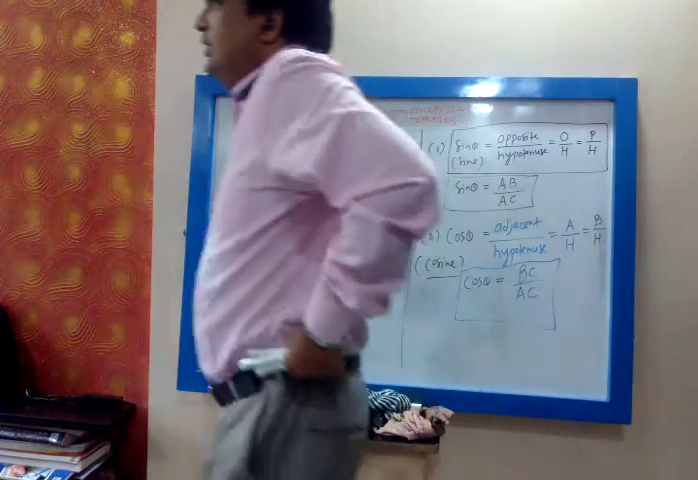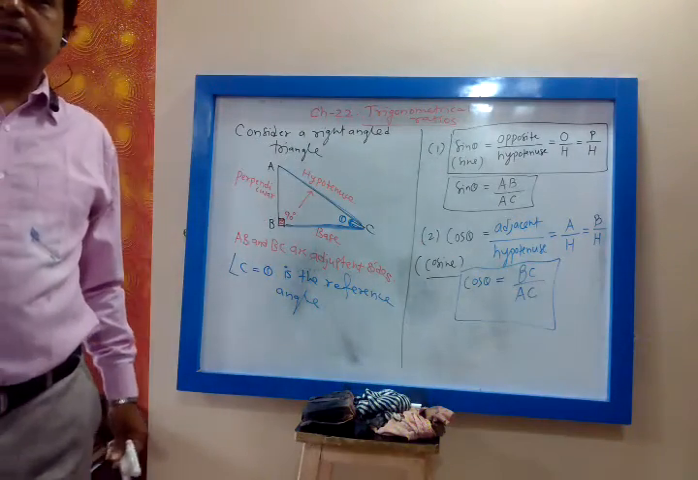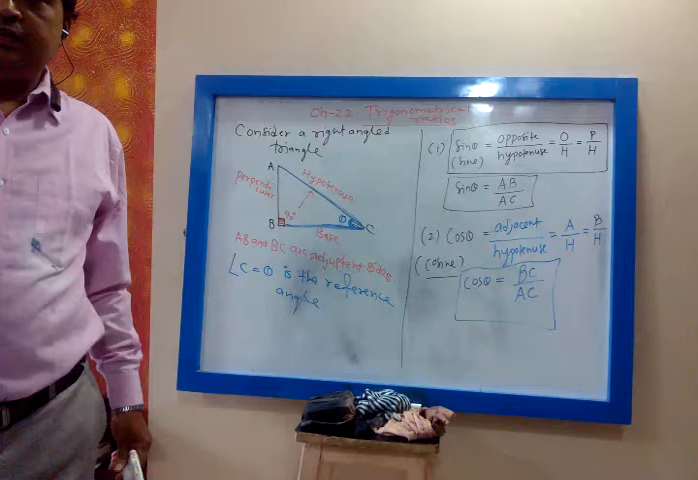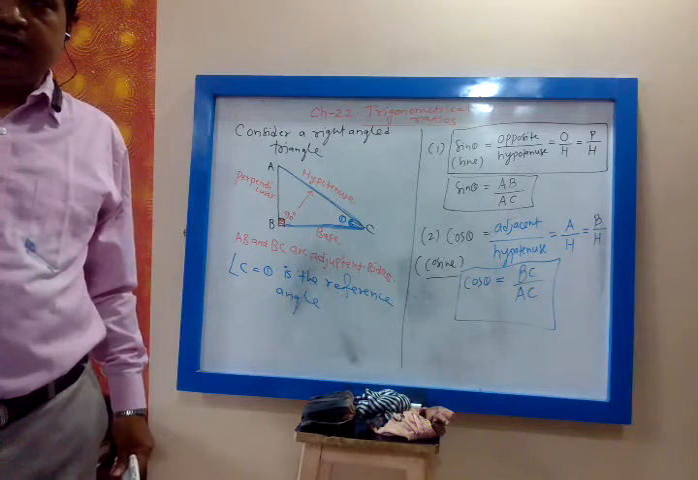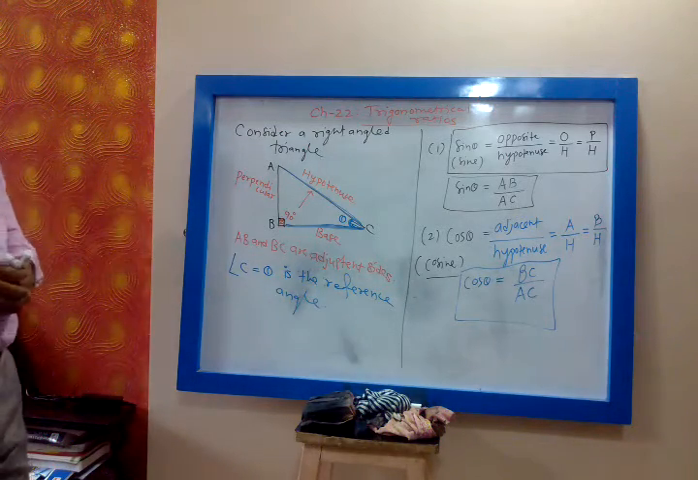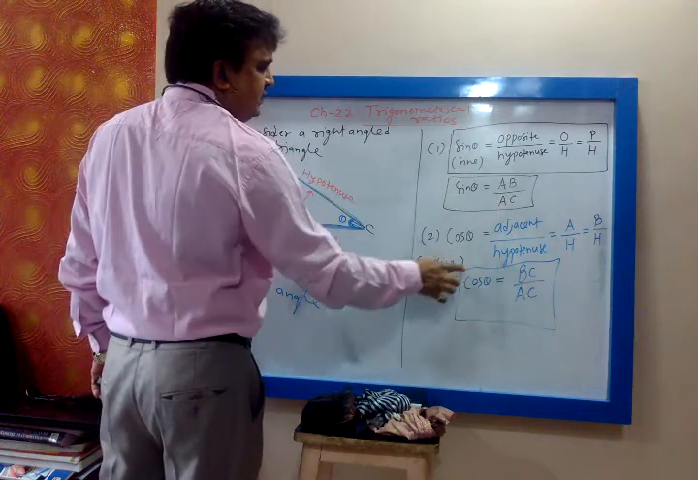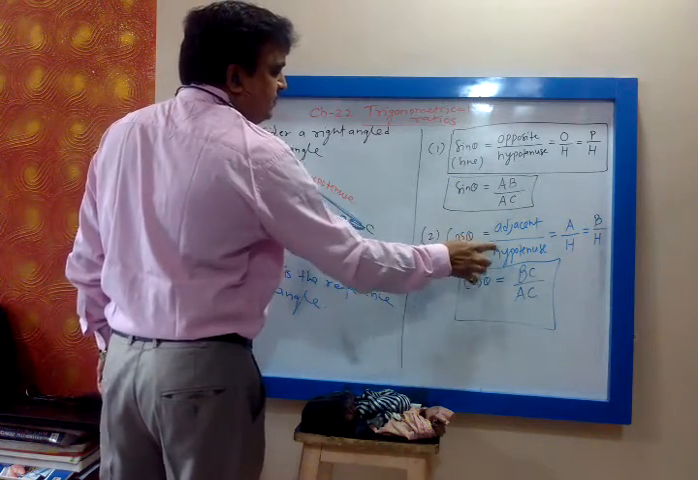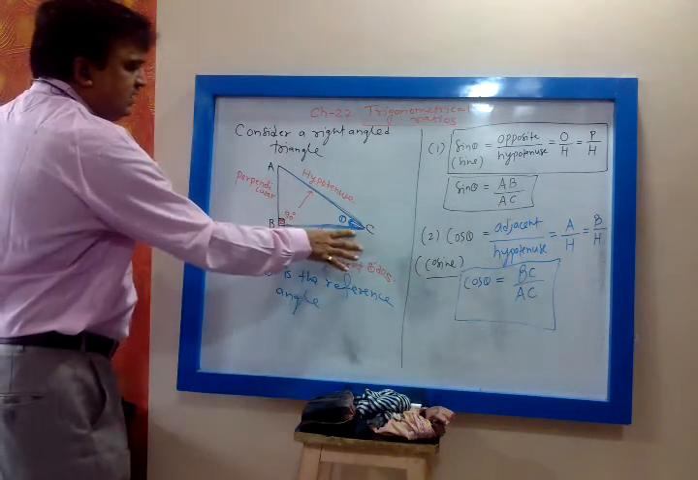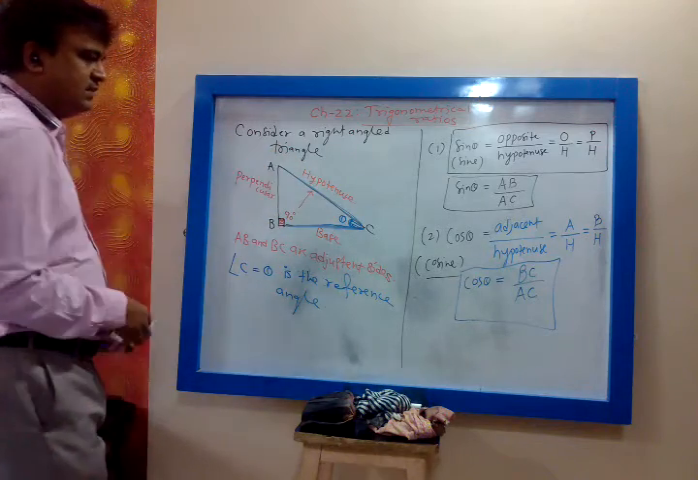So what is sin theta? Opposite upon hypotenuse. Then cos theta is adjacent upon hypotenuse. Adjacent is this, hypotenuse is this.